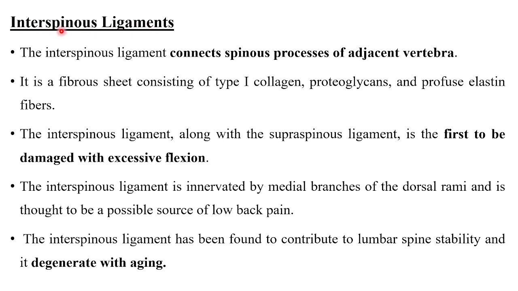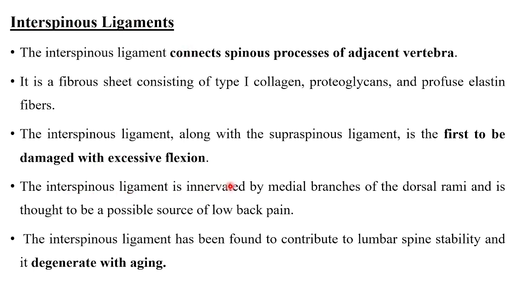That means the ligament in between adjacent spinous processes. The interspinous ligament connects the spinous processes of adjacent vertebrae. It is a fibrous sheet consisting of type 1 collagen, proteoglycans, and profuse elastin fibers. The interspinous ligament, along with the supraspinous ligament, is the first to get damaged during excessive flexion or hyperflexion activities. So during hyperflexion, excessive flexion will be prevented by the interspinous ligament and the supraspinous ligament. This is the main function of the interspinous ligament.